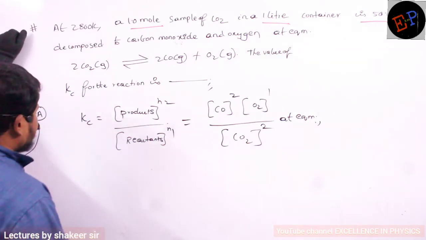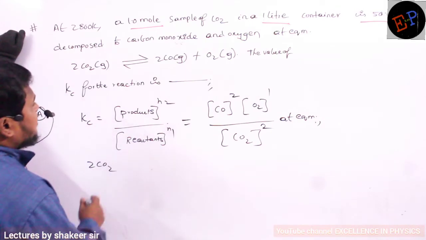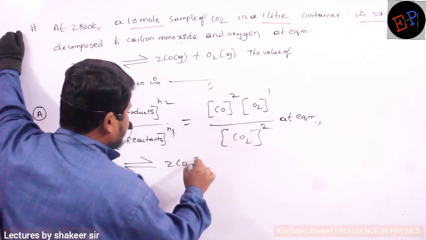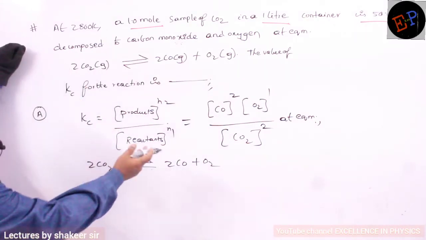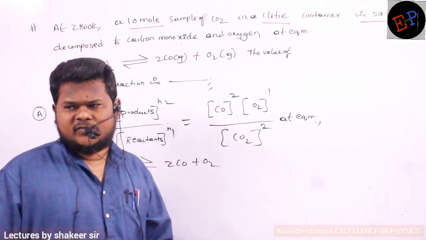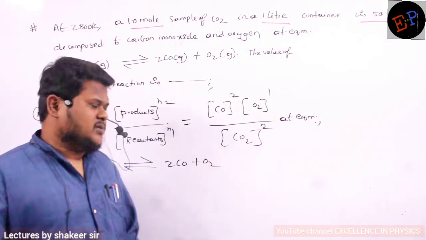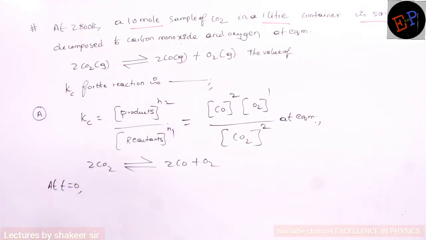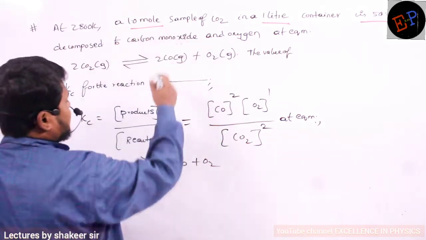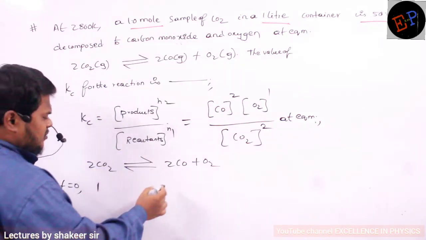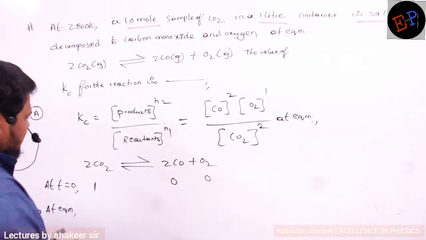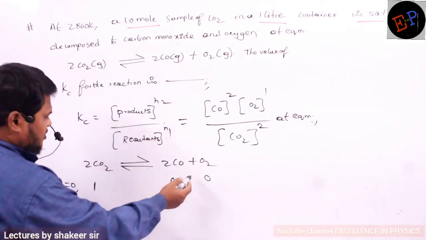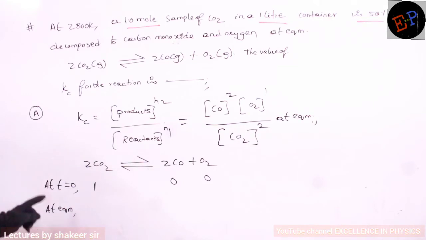Now let us take the given reaction. 2CO2, gaseous forms I am not writing, has converted into 2CO plus O2. We already studied that we have to take two cases. What is the first case? At t equal to 0, when the reaction is about to start. How many moles of CO2 is taken? 1 mole of CO2. So 1 mole of CO2 was present initially, and 0 moles of carbon monoxide and 0 moles of oxygen at t equal to 0.